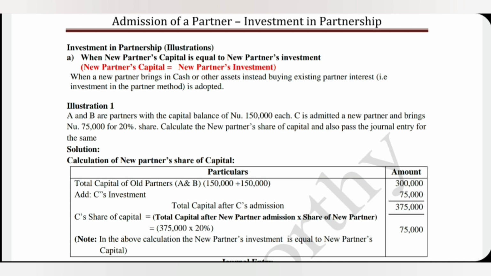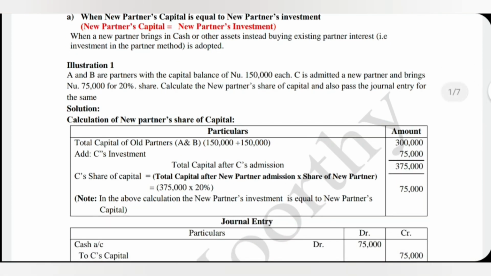How to calculate the C share of capital, or the new partner's share of capital? Total capital of the old partners, that is A and B put together, 150,000 plus 150,000 comes to 300,000. C's investment, the amount of money which is brought by C, is 75,000. Put together, it comes to 375,000. That becomes the total capital after C's admission in the partnership business.